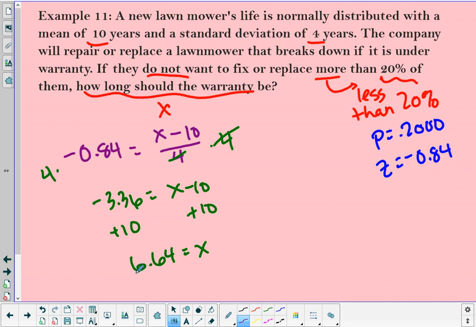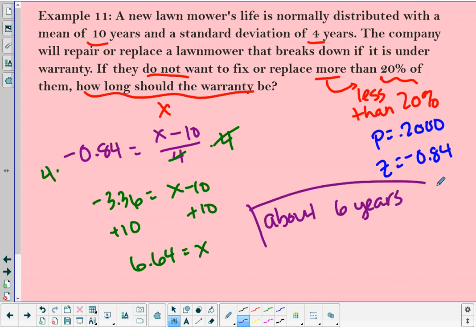So what you need to think of is, what does that mean for your warranty? You kind of want your warranty to be about 6 years. And the reason I'm rounding down there is because if they go up to 7 years, then you're going to have that many more lawnmowers that break down, because you're at 6.64 to get to the 20%. So I would say they're going to stop it at 6 years, because their business sense is going to say, I don't want to go to 7 years, because at 6.64, I get more than 20% that break down. You want less than 20%.